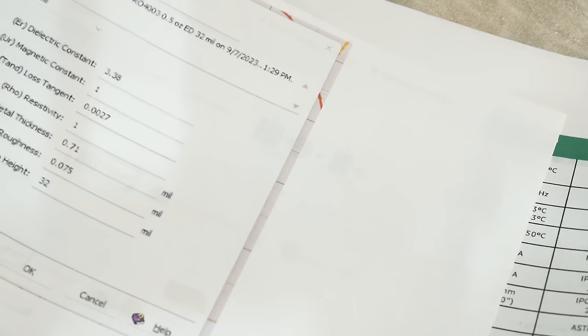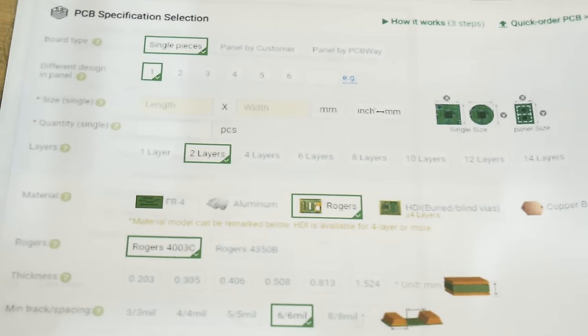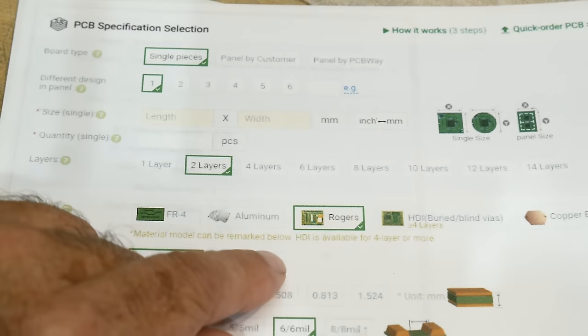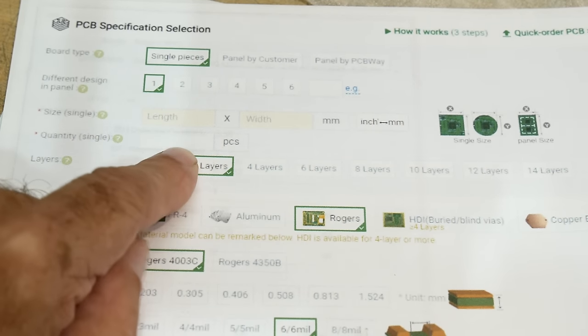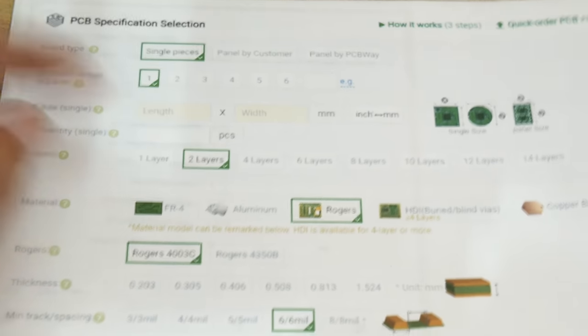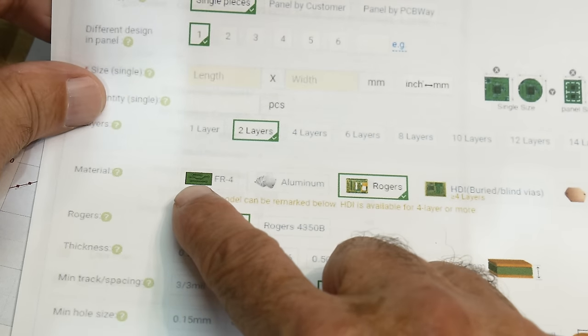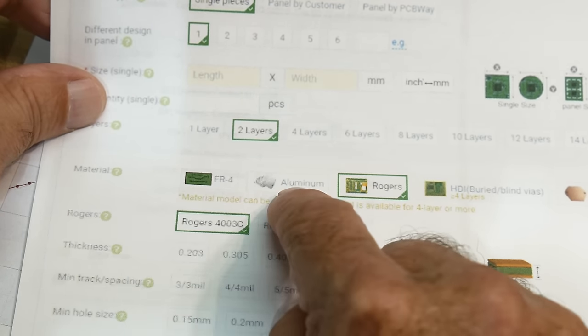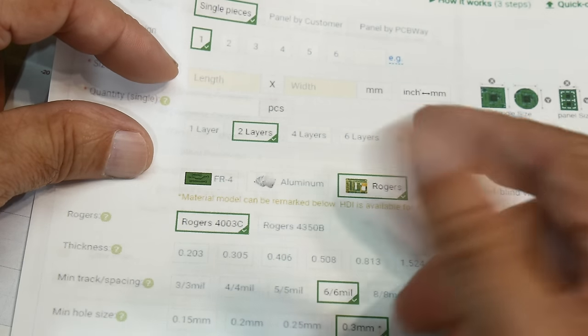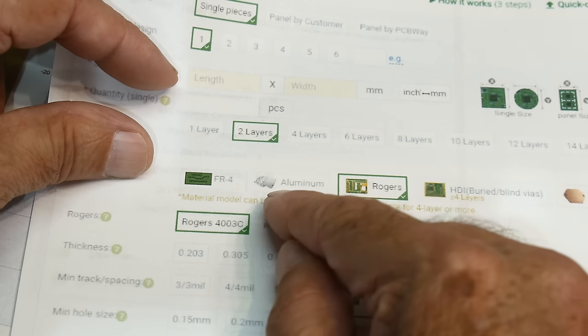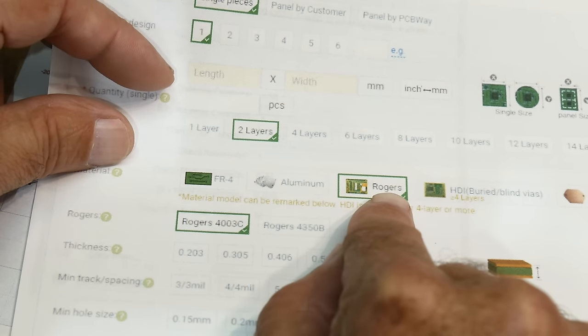Then when you go to order the board, you go to PCBWAY and order your board. Part of the board ordering process, you tell it how many pieces you want, how big it is, how many layers, and then you get to choose, is it an FR4 PC board, which most people would do, or is it aluminum substrate, like for LEDs and stuff, or is it Rogers?